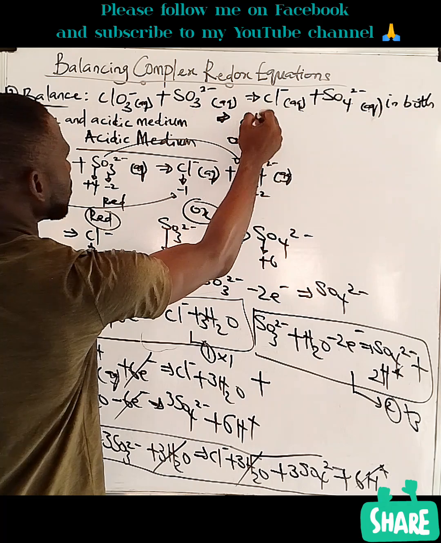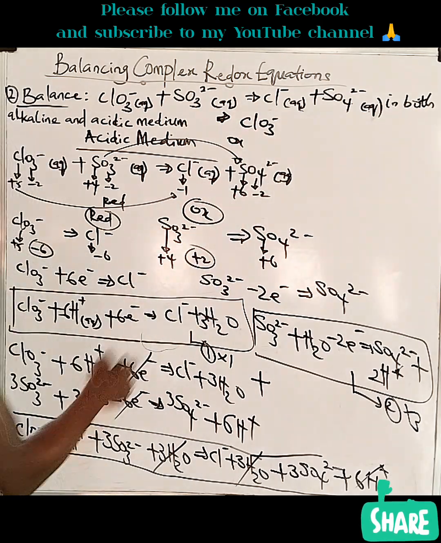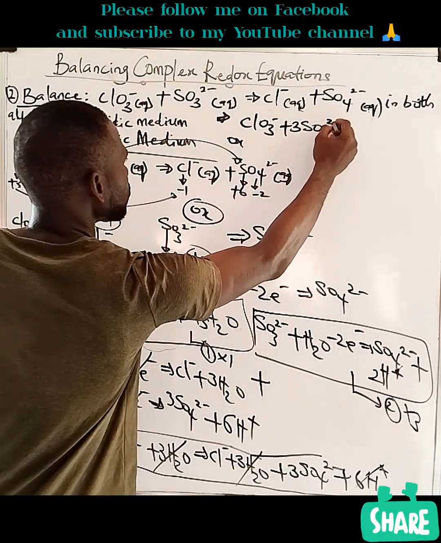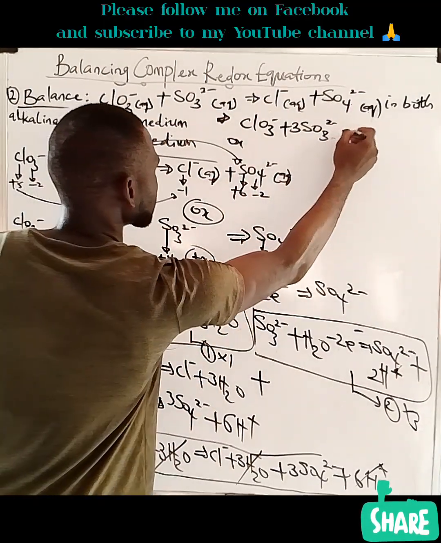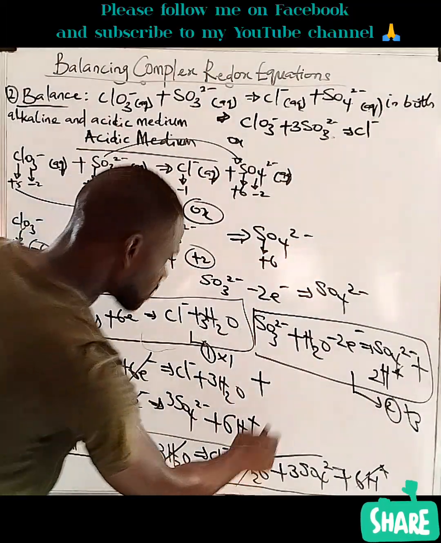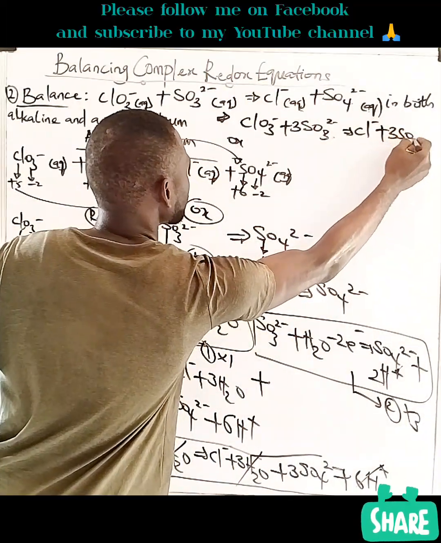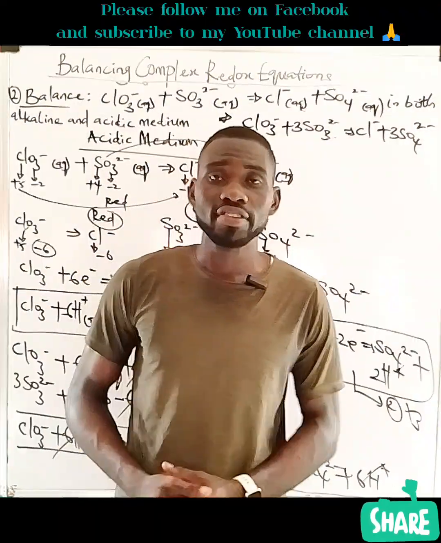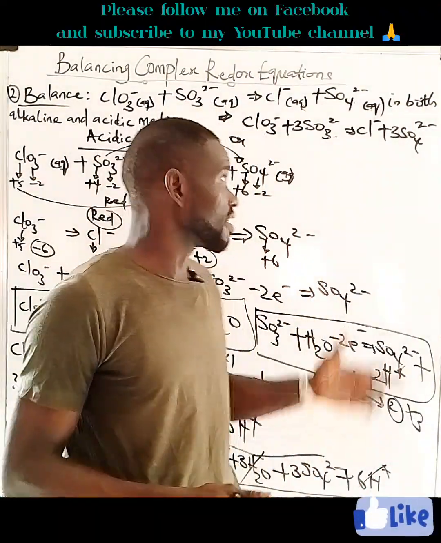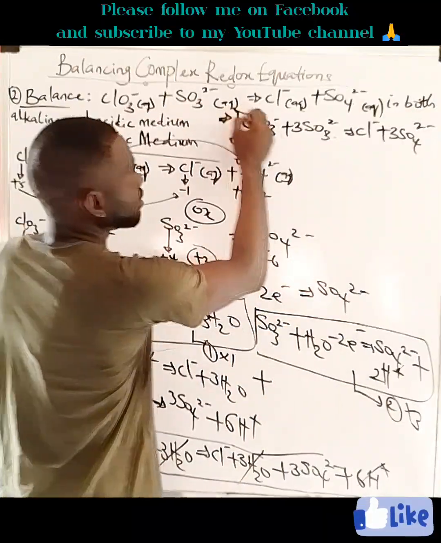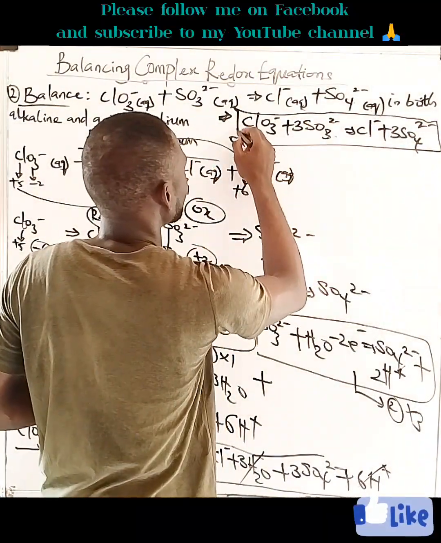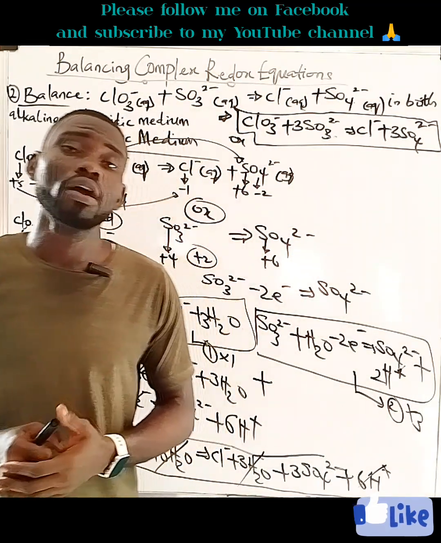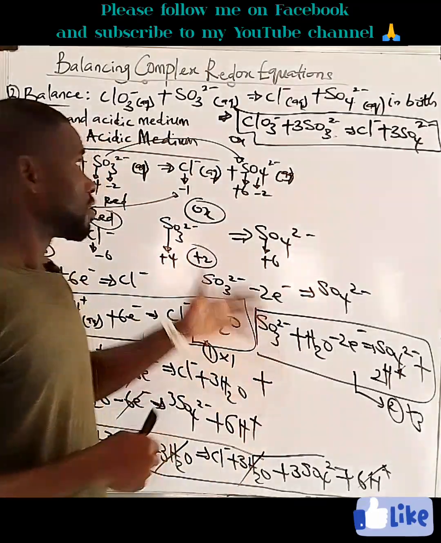We have the ClO3 minus plus 3SO3 2 minus gives us Cl minus plus 3SO4 2 minus. So guys, this is everything on this very lesson. As you can see, we have this balanced already. So the next thing we're going to do now, we're going to be seeing a couple of questions, to get us tested on how much we've gotten so far on how to balance complex redox equations. So we're going to be seeing some questions right now.